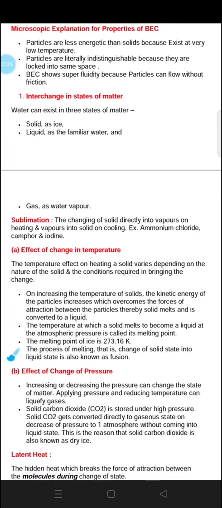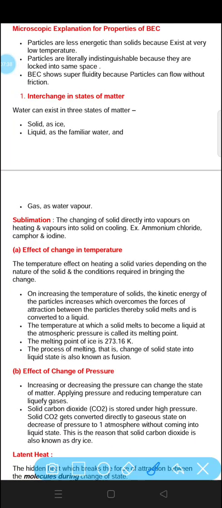Next is properties of Bose-Einstein condensate. Particles are less energetic than solids because they exist at very low temperature, but they have stronger forces than the solids. They are more closely packed as compared to the solids. They have superfluidity because particles can flow without friction. Particles are literally indistinguishable because they are locked into the same place.